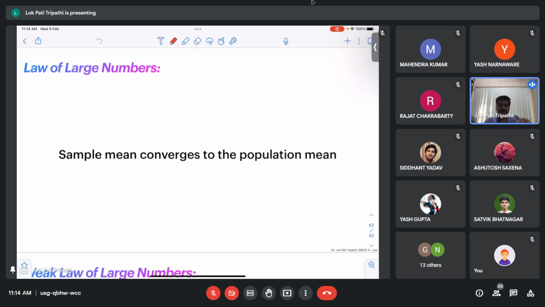And the mean of that random sample is actually called the sample mean, and the expectation of that population is called the population mean.